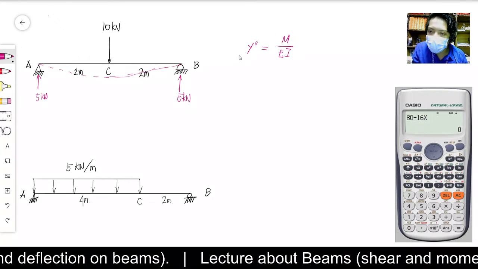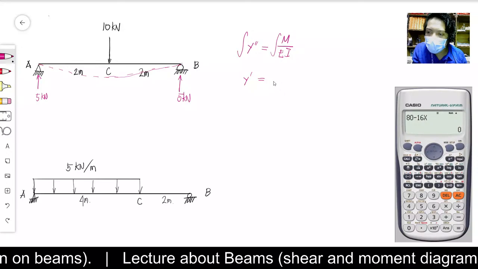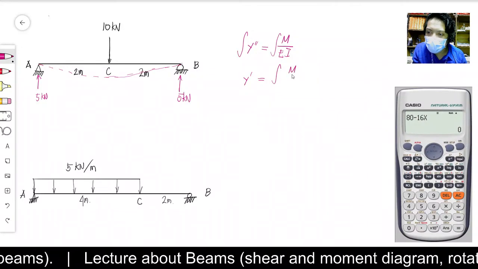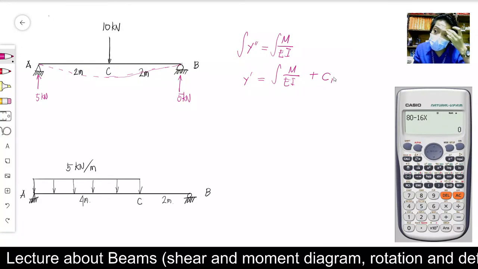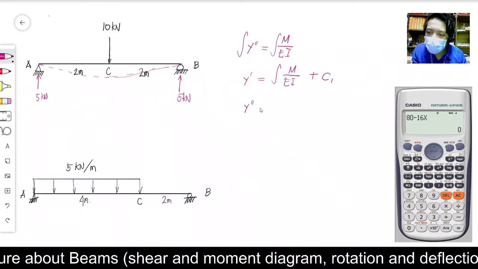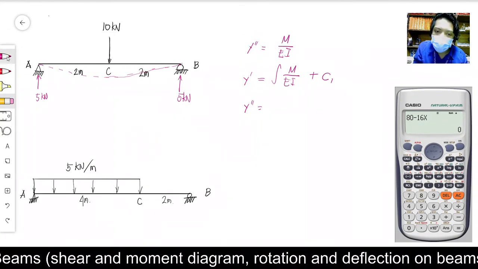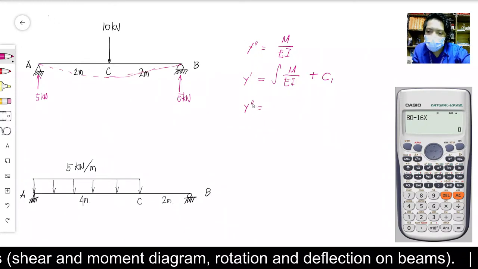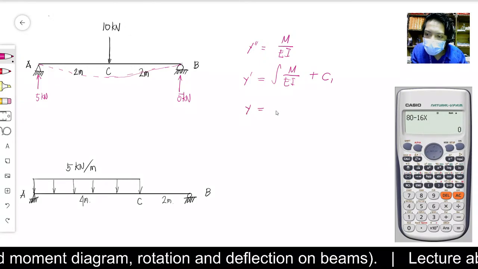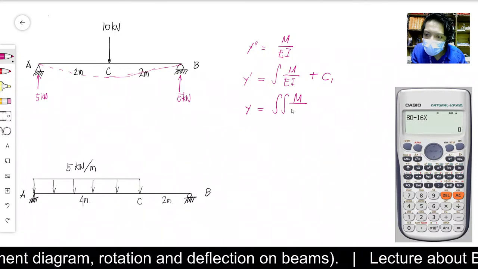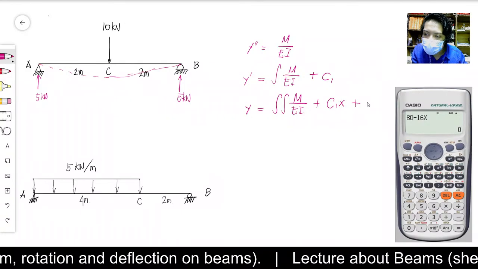Then when you integrate this, what you get is y prime, which is the integral of moment over EI plus C1. And when you integrate again, this is no longer double prime, it becomes just y. So this is the double integral of the moment over EI plus C1 x, of course you also integrate that, plus C2.